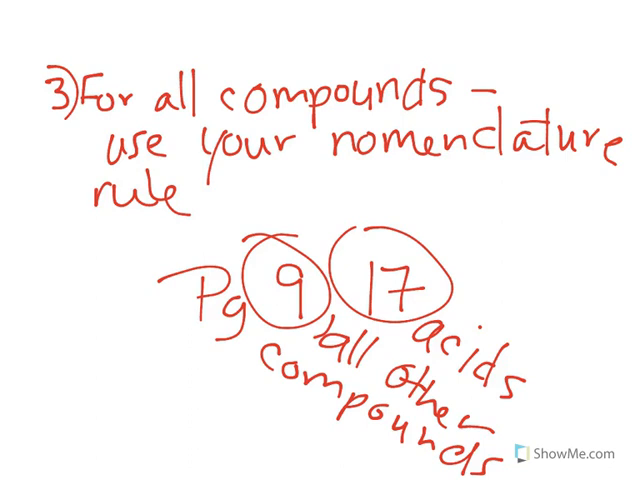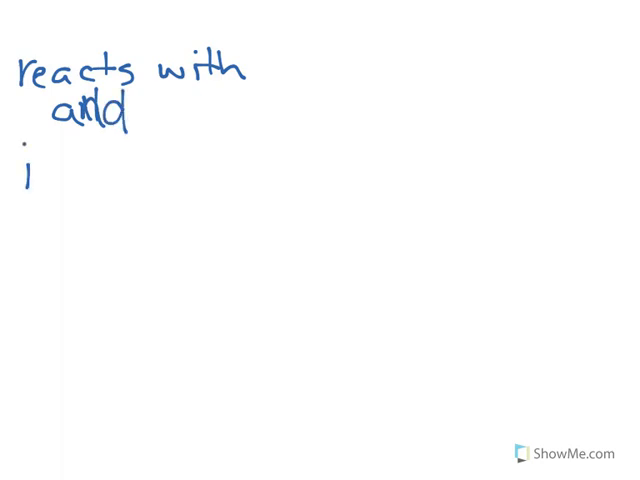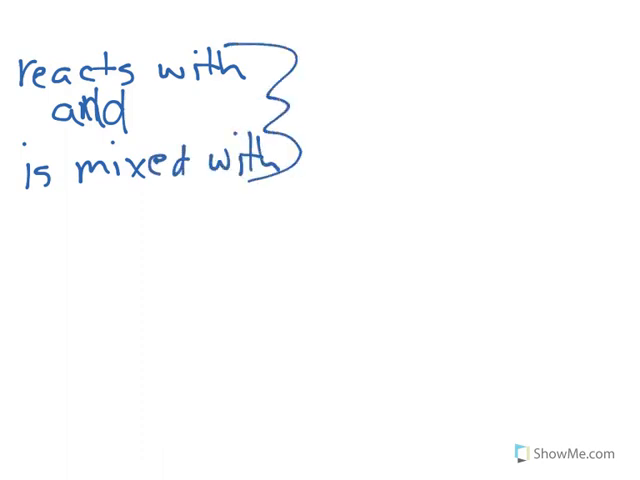which ones are going to be the reactants, which ones are going to be the products, where the arrow is going to go. So let me give you some guidelines for that. If you see reacts with, and, or is mixed with, anything of that nature, this is where a plus goes. This reacts with this, so you put a plus between this and this.